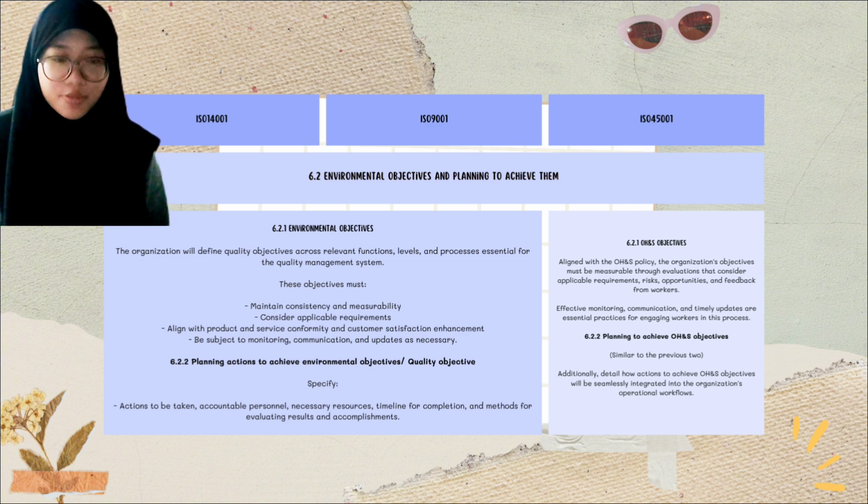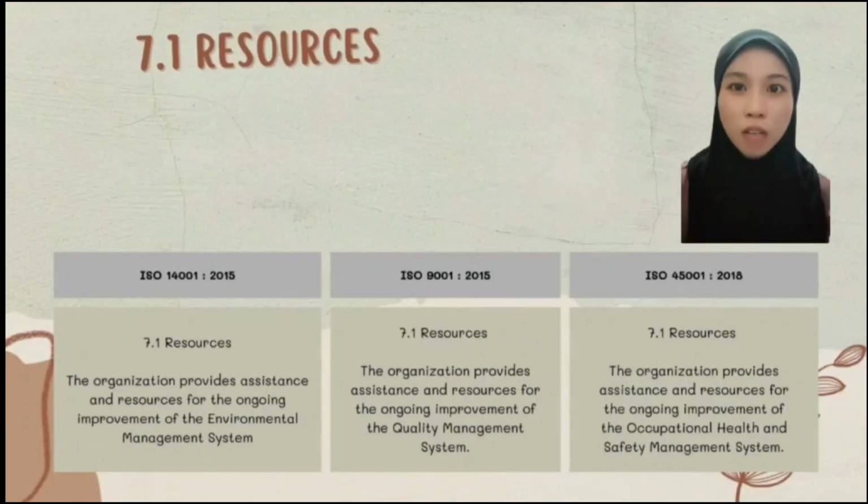Planning to achieve OHS objectives is similar to the previous two, but additionally details how actions to achieve OHS objectives will be seamlessly integrated into the organization's operational workflows. Clause 7 is support. For 7.1 is resources.